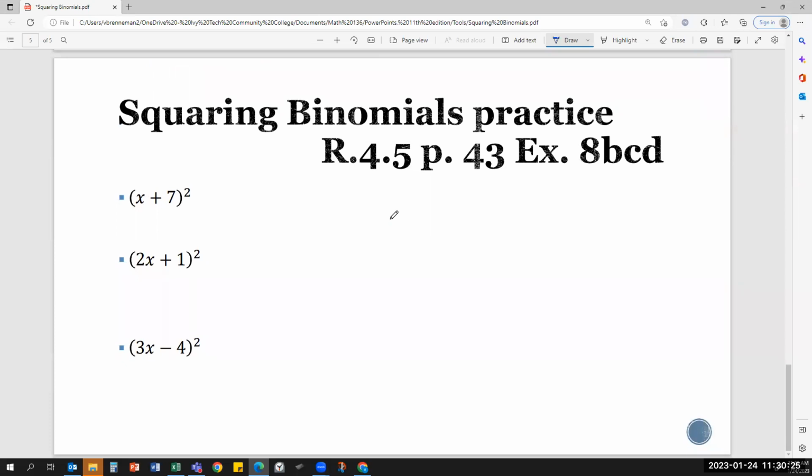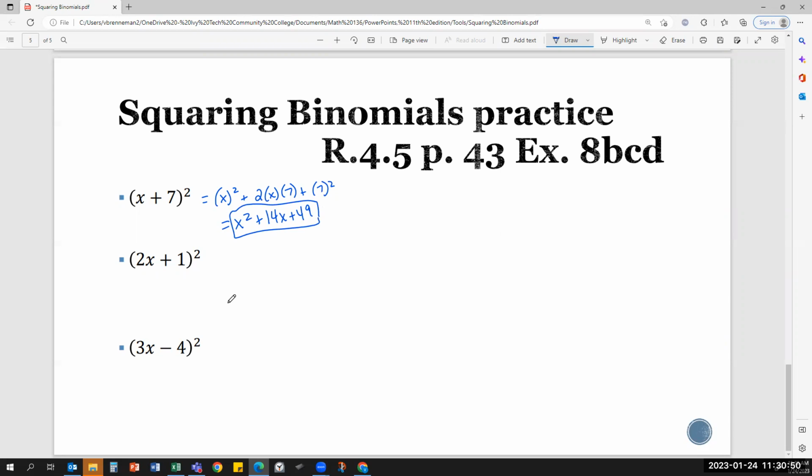x plus 7 squared, again, you can write out x plus 7 times x plus 7 and do that. I'm going to demonstrate the shortcut. We're squaring the x, then we have 2 times the x times the 7, and then the square of the 7. So that's x squared plus 14x plus 49.